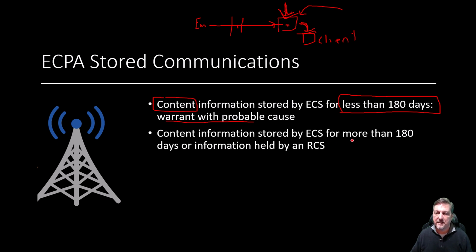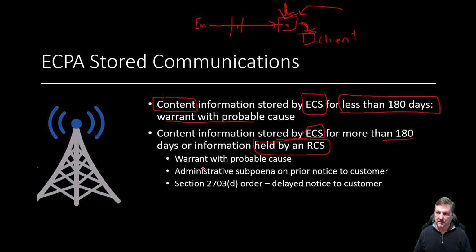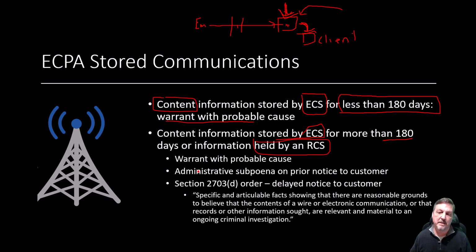So if it is stored, and notice, by the way, this one is only for an ECS, and that's the way the statute looked at ECS and RCS. If it's stored by an ECS for more than 180 days, or if it's held by an RCS, then there are various ways that the government can get the information. You can still use a warrant with probable cause, but you can also serve a subpoena, a simple subpoena, right? Again, no court involvement, with prior notice to the customer.